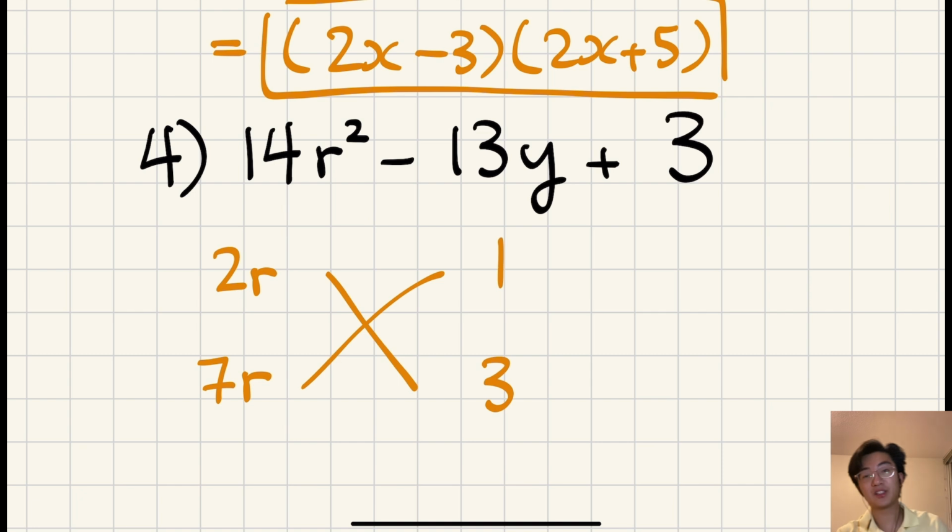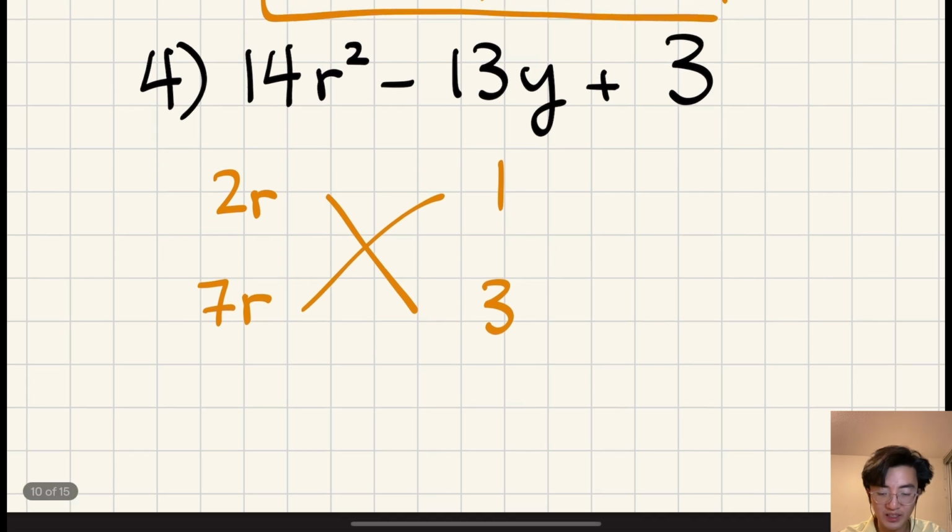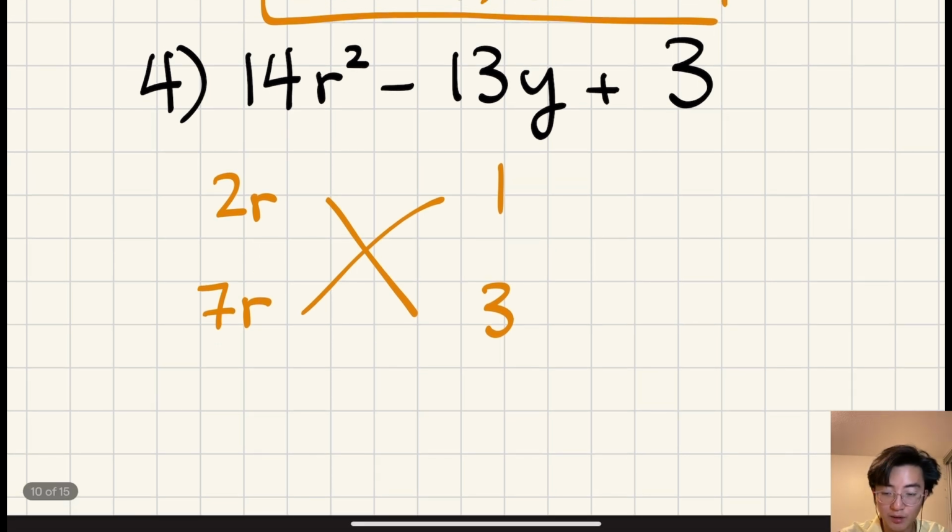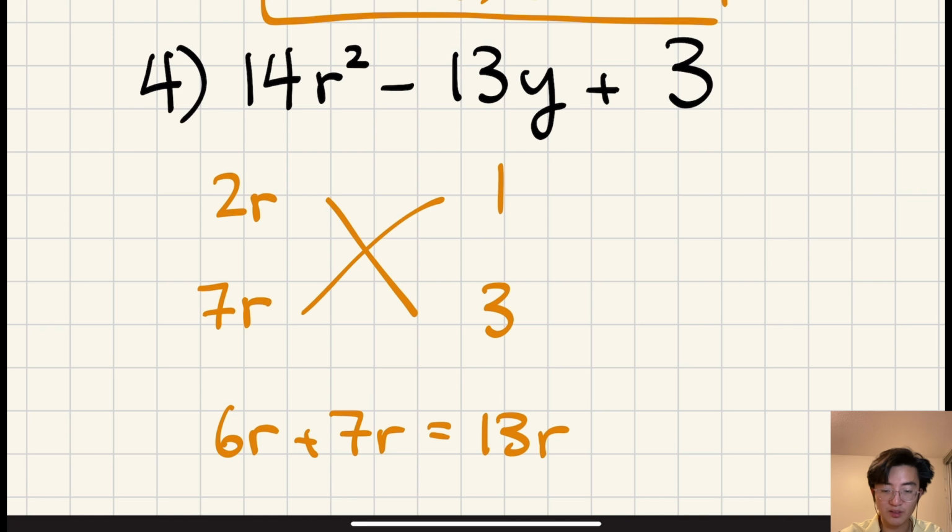Now all we have to do is check out a 3. So we can try 1 and 3 first. With 1 and 3, when you cross multiply, we get 2r times 3, which is 6r, and then plus 7r gets us positive 13r. Oh, just realized, why is there a y here? That's my bad. Okay.